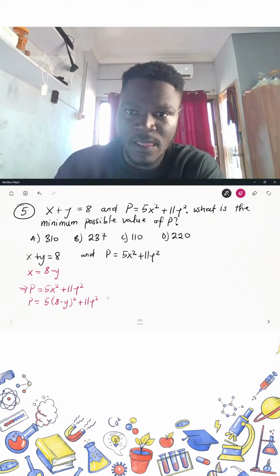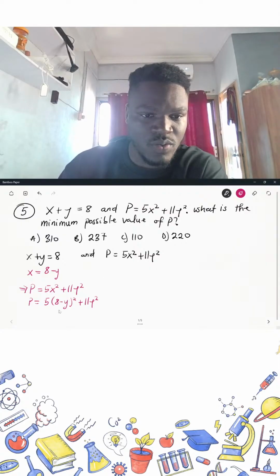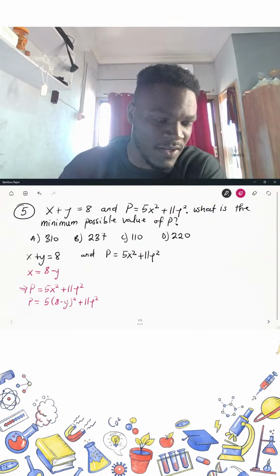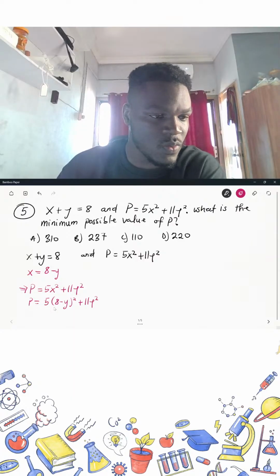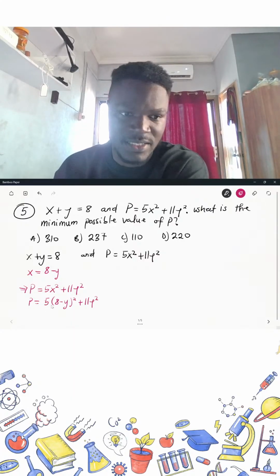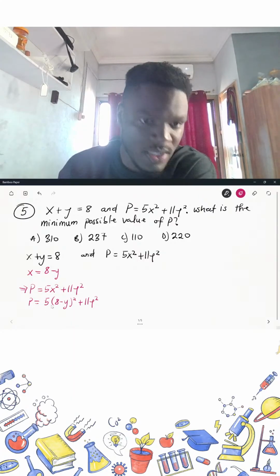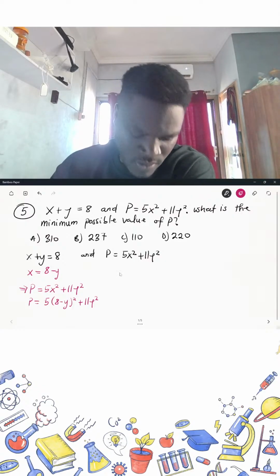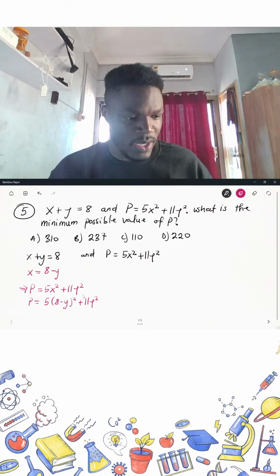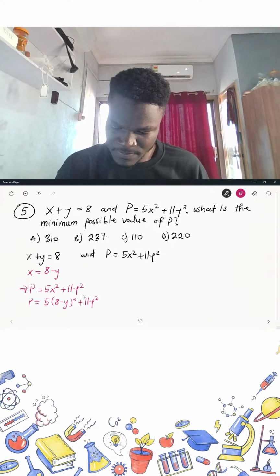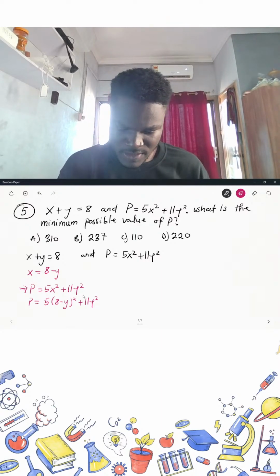From here, the next thing I do is to expand this bracket first before I proceed to simplify and find any value for p at all. So therefore, what I will have is 8 squared. Let me quickly compute this. So I will have 8 squared.